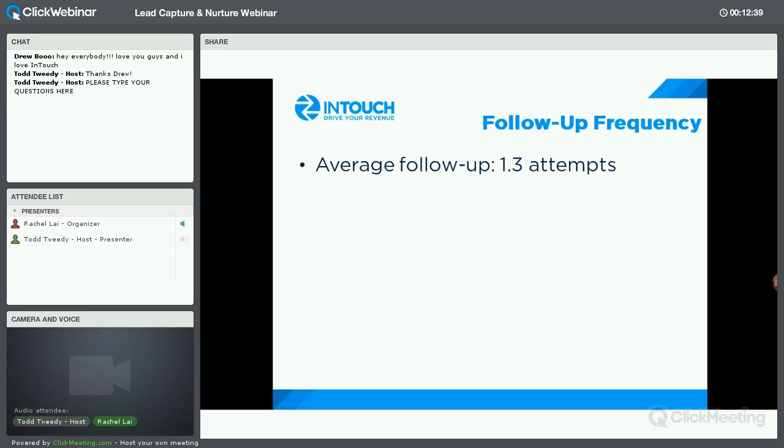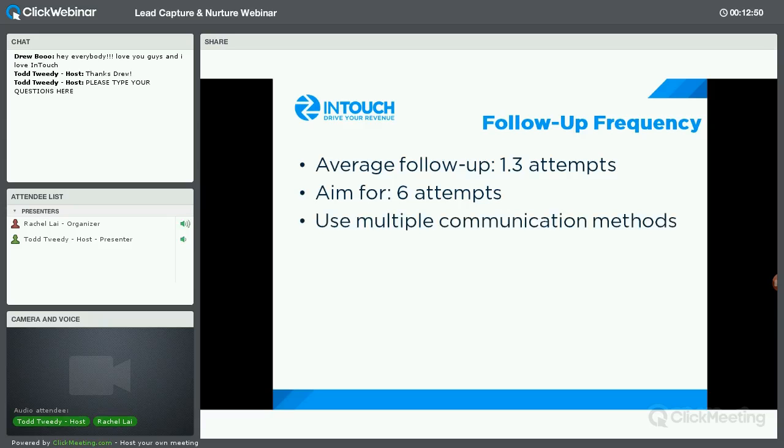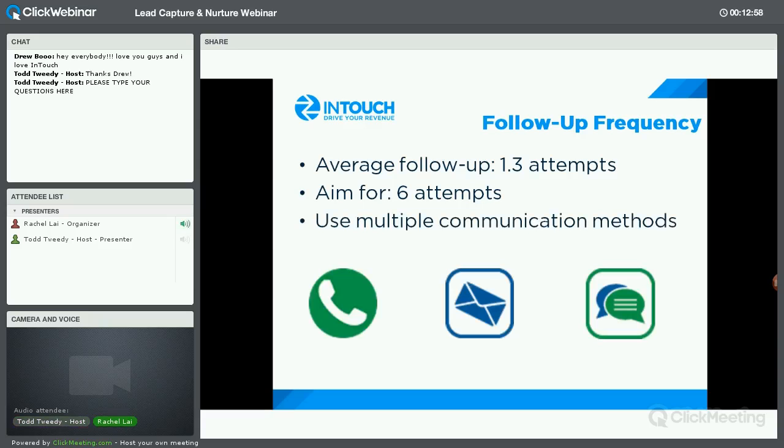What you want to do is aim for 6 contact attempts. By increasing your contact attempts to 6, your sales staff can experience up to 70% more contact. And remember, it's not just calls. You can use multiple communication methods. So you can use email, you can use phone, you can use email and text message.